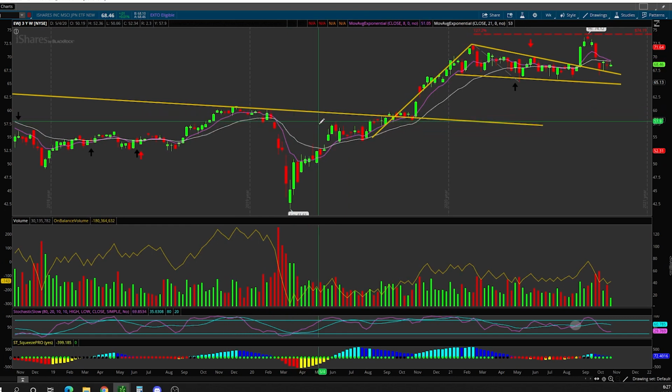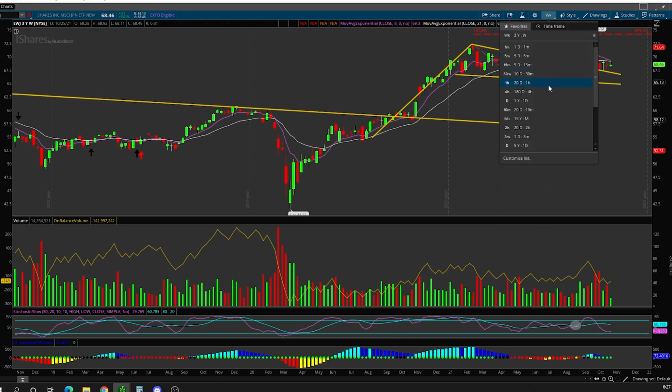So then on the weekly, you're going to be doing the same exact thing. What is the on balance volume doing? Is there a weekly squeeze? Is there a stochastic buy signal? Is it above the moving averages? So after you're looking at the monthly and the weekly, you should have a very good idea if you want to end up swinging this stock.